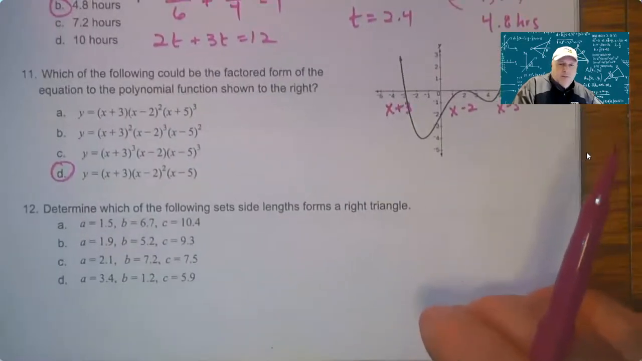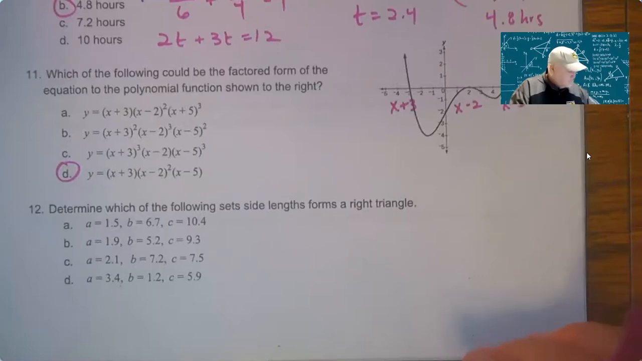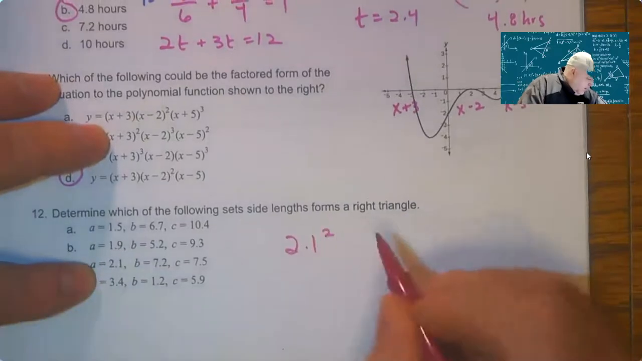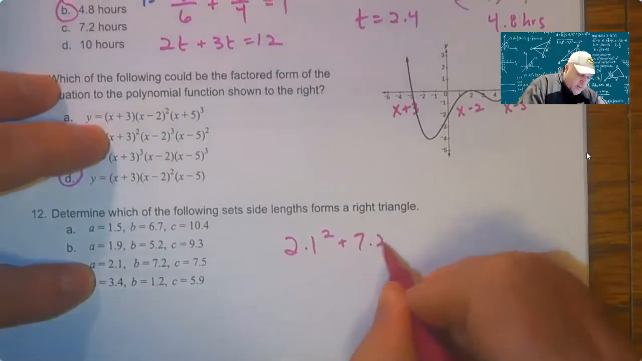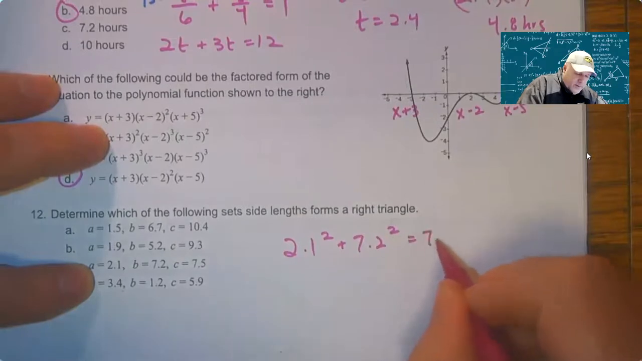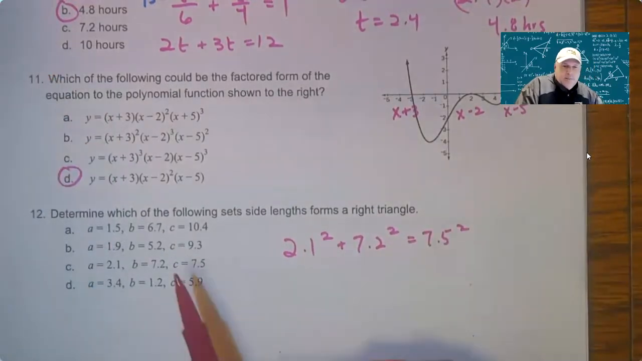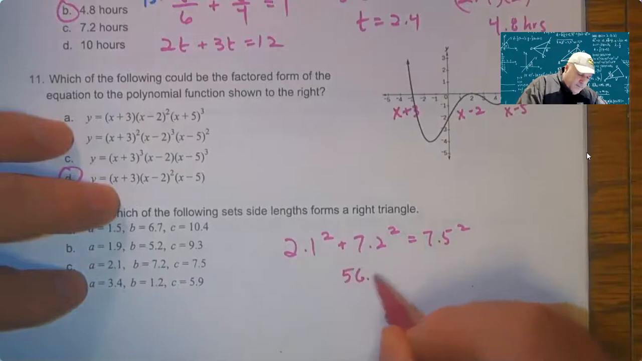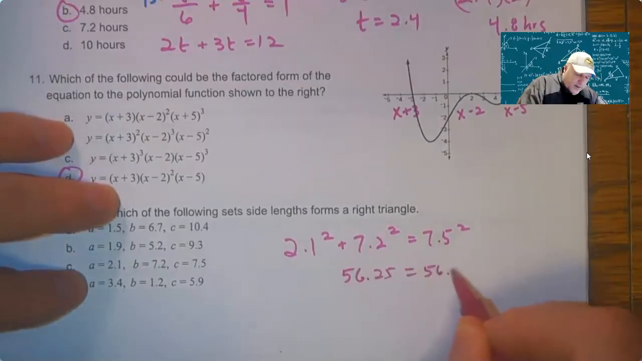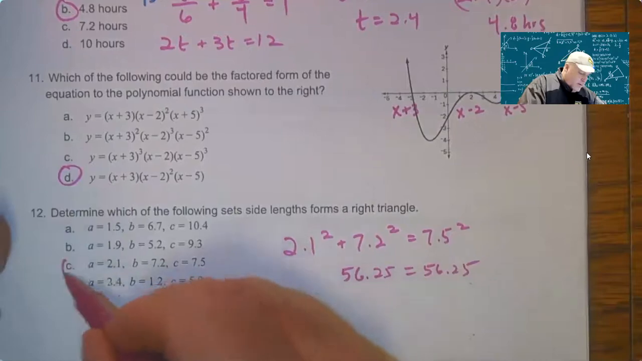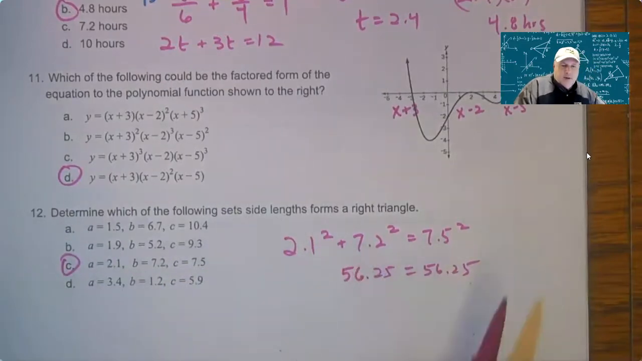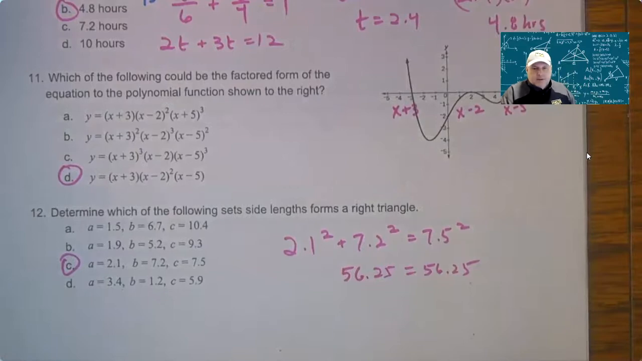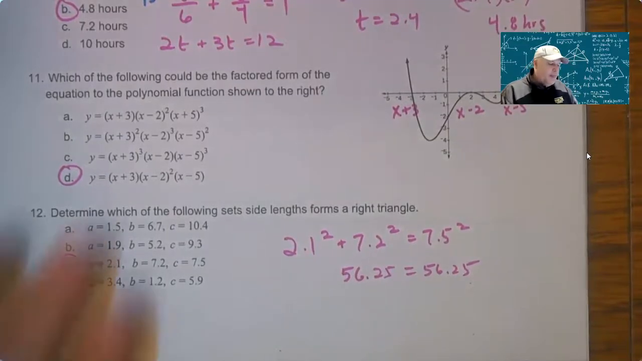Which of the following forms a right triangle? You're going through these and testing the sum of the 2 smaller ones squared has to equal the largest one squared. They may not all be stated in order. I see that they are, which is good. But this is the one that works. 56.25 equals 56.25. Like tracing the right angle, the legs are the 2 smallest sides. The sum of those squared has to equal the hypotenuse squared.